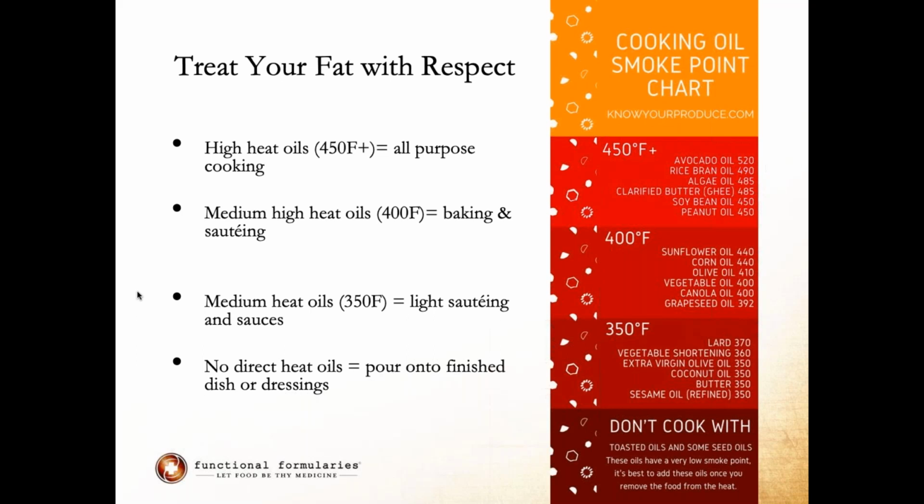So as we take a look at this infographic, it breaks down fats by their smoke points. High heat oils, which are defined by temperatures above 450 degrees Fahrenheit, are great for all-purpose cooking. So if we're focusing on monounsaturated fats, avocado oil would be a great option from this section, as well as clarified butter. Moving down the list, the medium high heat oils are great for baking and sauteing, looking at olive oil from this list as a focus point. And medium heat oils, the next section down, you've got your extra virgin olive oil, coconut oil, and butter as monounsaturated choices as well.